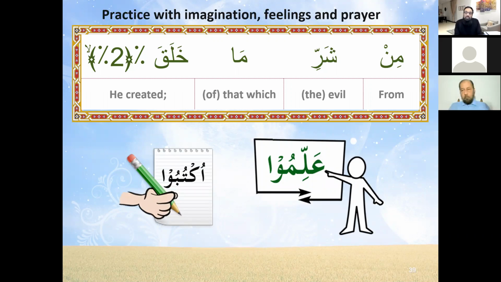So let's practice. Please be doing this at home. You get a reminder every weekend. Please repeat after myself and Jaleel sir as well. Min, from. Sharri, the evil. Ma, of that which. Khalaq, he created. Min sharri ma khalaq. From the evil of that which he created. I will say the Arabic, min sharri ma khalaq. From the evil of that which he created.